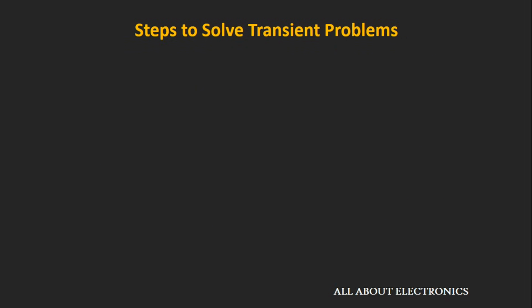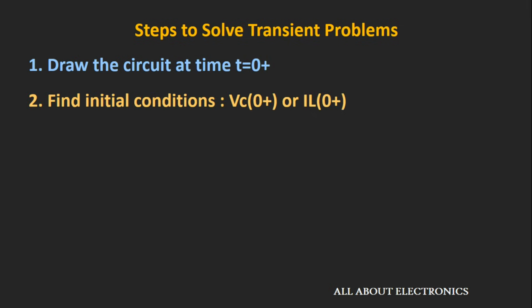So here are the few steps to solve the transient problems for the first order RC and the RL circuits. First, draw the circuit at time t = 0+. Then after, find the initial conditions in the circuit. That means the capacitor voltage at time t = 0+ if it is an RC circuit, or find the inductor current IL at t = 0+ if it is an RL circuit.